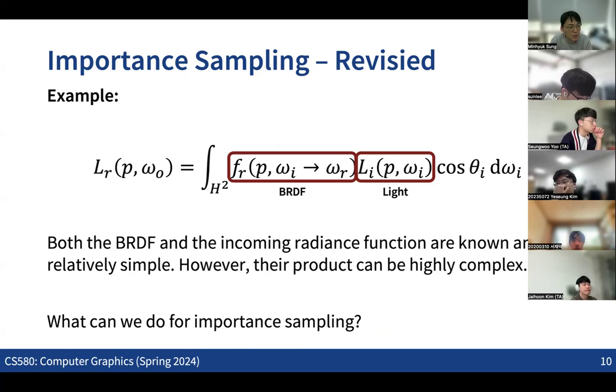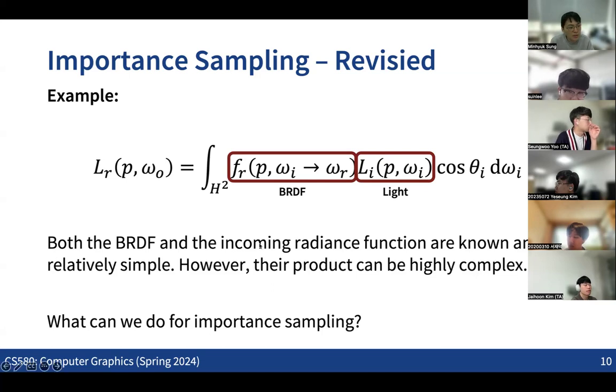And both the BRDF and the light source function are given information. We have all the information about where the light sources are placed in the scene, which defines the incoming radiance function. The BRDF is the material information for the surface, which is also user defined. Typically these two functions are relatively simpler than the product of the two. So for those cases, what is the best way to do importance sampling? This is the basic question here.